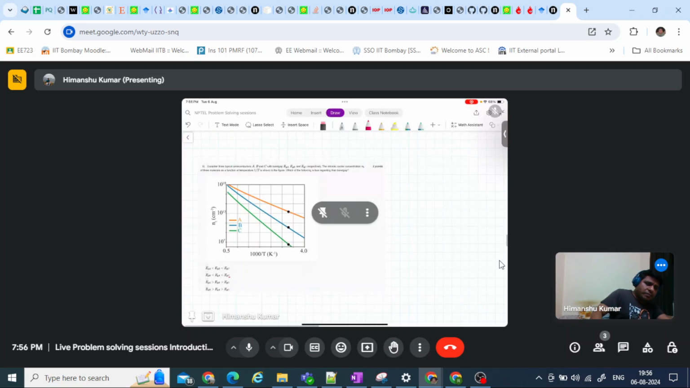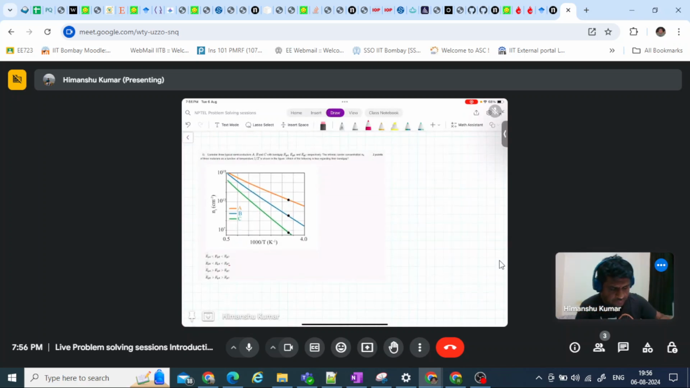Okay, so let's move to the next problem. Consider three typical semiconductors A, B, and C with band gaps EGA, EGB, and EGC, as given here. The intrinsic carrier concentration of the materials as a function of 1 by T is shown in the figure. Which of the following is true regarding their band gaps?